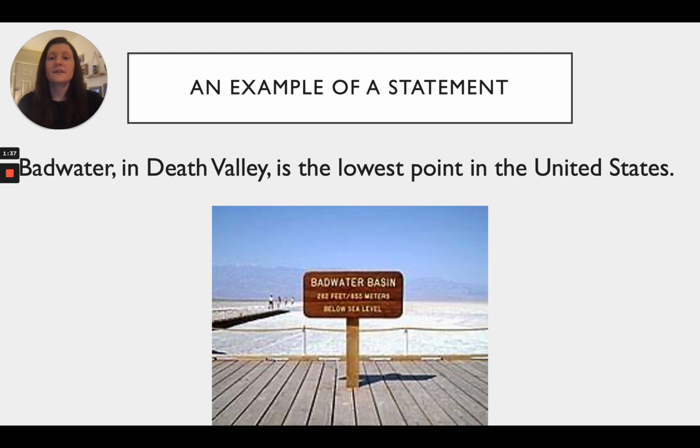All right, so here's an example of a statement sentence. Badwater in Death Valley is the lowest point in the United States. Since it's just stating a fact, we see at the end that we have a period to end that sentence.